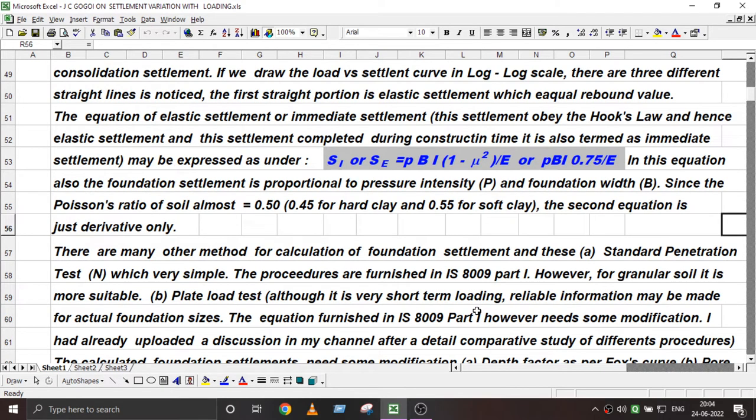There are many other methods of calculation of foundation settlement, and these are basically from the standard penetration test N value, which is very simple. It is too simple. The procedures are furnished in IS 8009 part 1. However, in my opinion, estimation of settlement from the N value, from the graph, from the figure furnished in 8009, is best suited for granular soil only, not for cohesive soil.